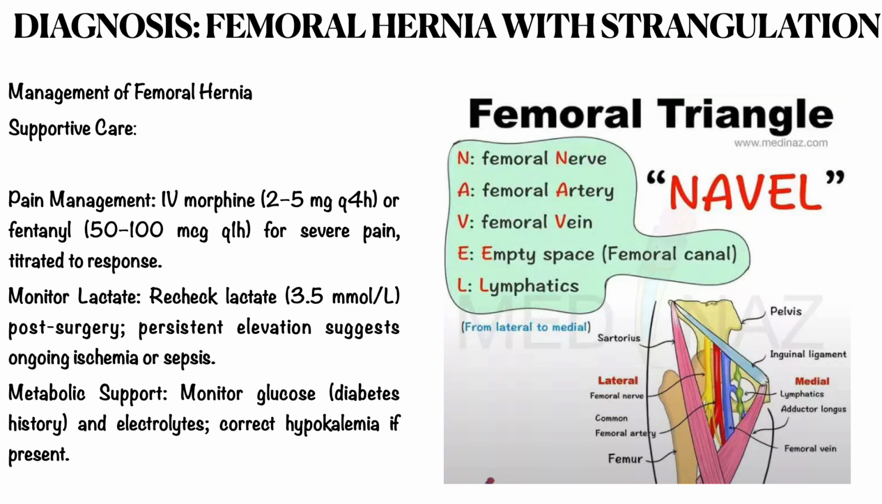So the contents of the femoral triangle, we can remember with a mnemonic called NAVEL, that is femoral nerve, femoral artery, femoral vein, then empty space, that is the femoral canal, and L for lymphatics, and it goes from lateral to medial. So lateral to medial, there is femoral nerve, femoral artery, femoral vein, empty space, and then lymphatics.